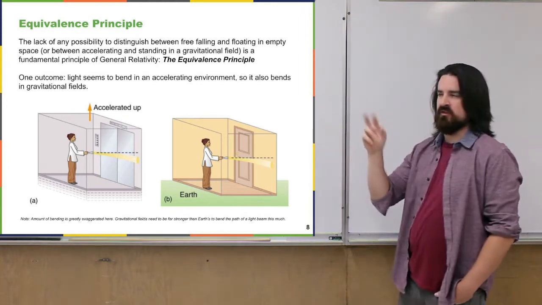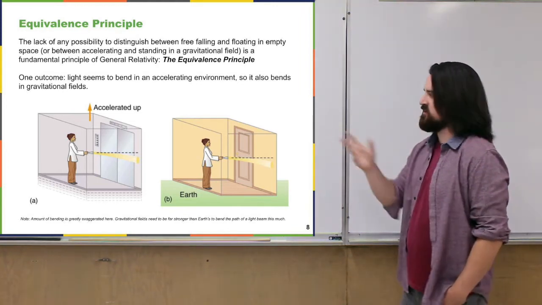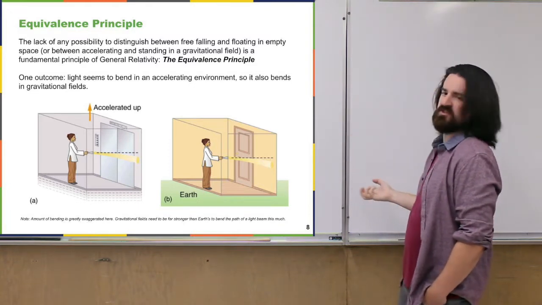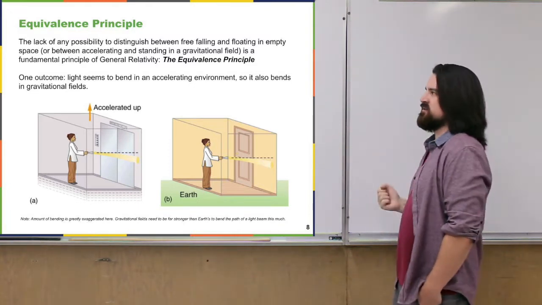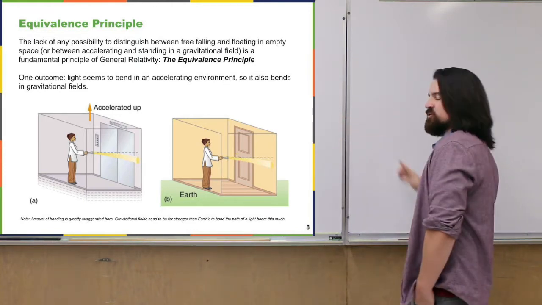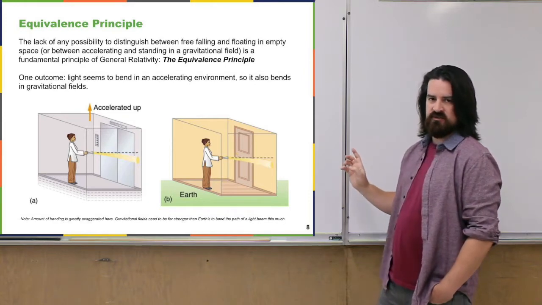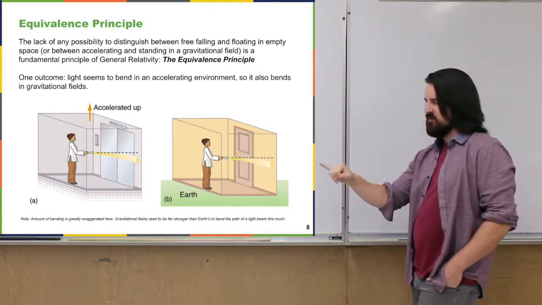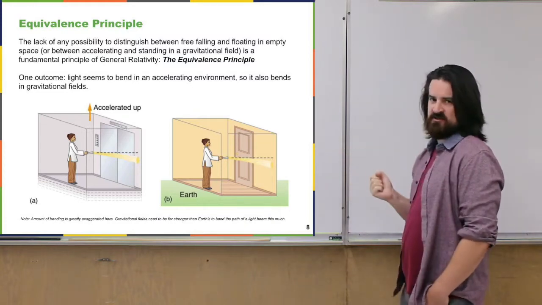They are equivalent. That's where the name of the principle comes from. These scenarios are equivalent. In that accelerating rocket versus in this gravitational field, what's going to happen is indistinguishable. The light bends in the accelerating rocket, light also bends in Earth's gravitational field, and in gravitational fields in general. And just to be clear, the amount of the light bending is greatly exaggerated here.